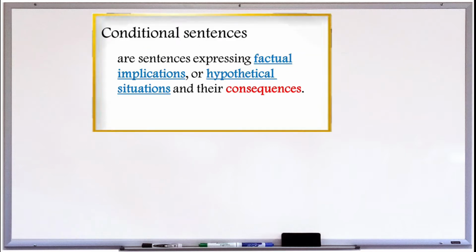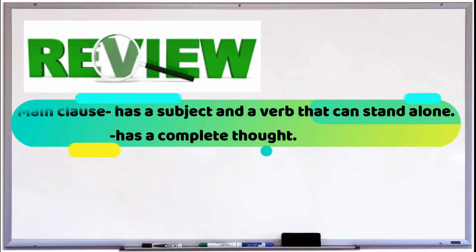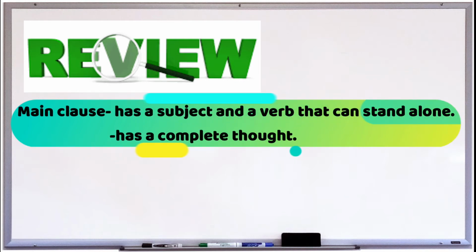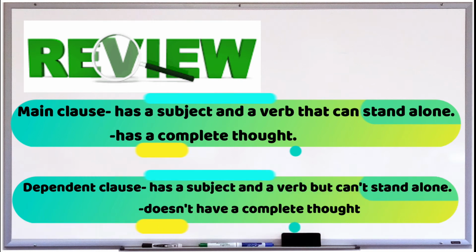They are called conditional sentences because the validity of the main clause of the sentence is conditional on the existence of certain circumstances, which may be expressed in a dependent clause or may be understood from the context. Just a review: a main clause has a subject and a verb and can stand alone, or has a complete thought, while a dependent clause has a subject and a verb but cannot stand alone, or doesn't have a complete thought.